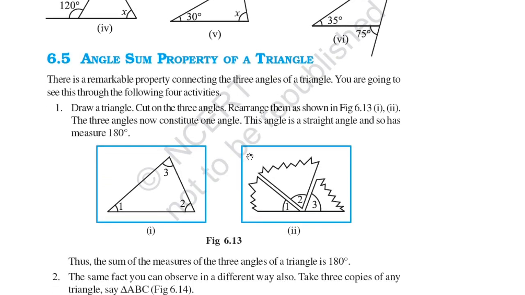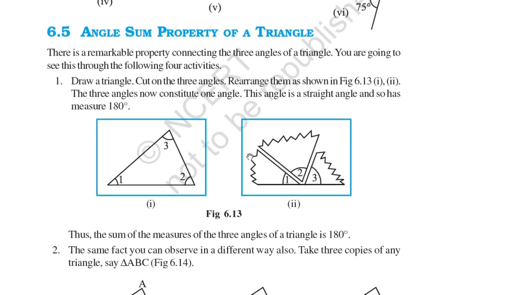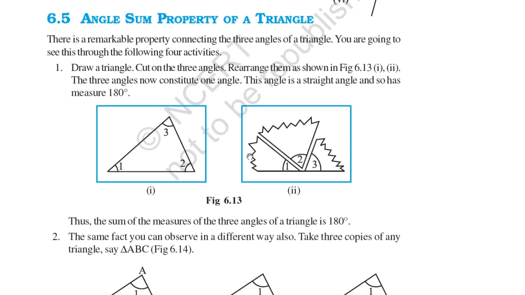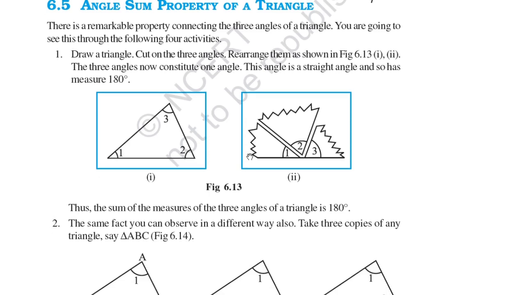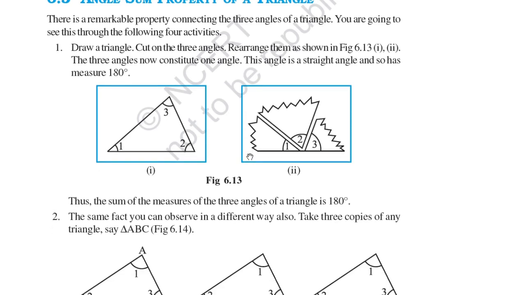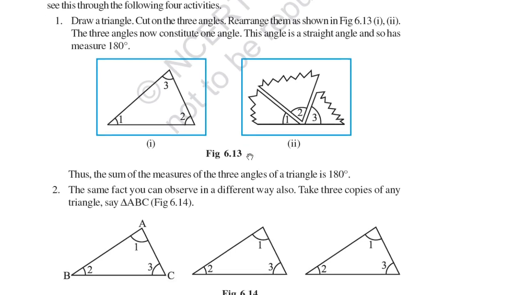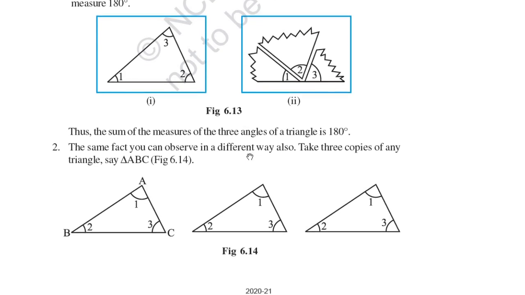1. Draw a triangle. Cut out the three angles and rearrange them as shown in figure 6.13, 1, 2. So the three angles now constitute one angle. This angle is a straight angle and so has a measure of 180 degrees. So you can see that the sum of the measures of the three angles of a triangle is 180 degrees. You should always remember that.